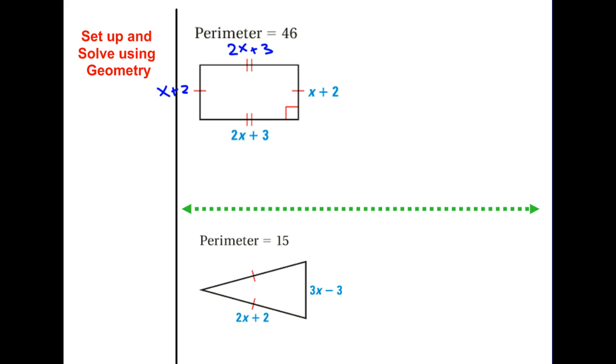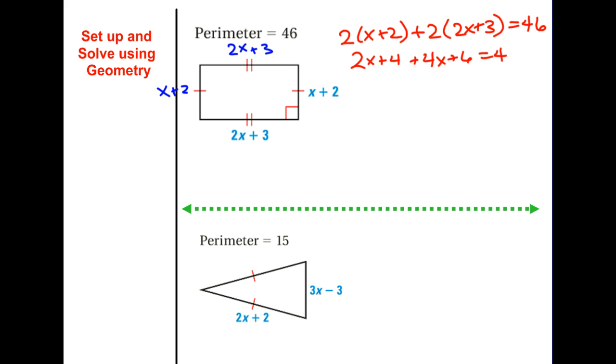So we could go through and we could simply add 2x plus 3 plus x plus 2 plus 2x plus 3 plus x plus 2. We know the perimeter is 46, and we could put those together. But I'm not going to do that because I know that I have 2 of the 2x plus 3's. I know I have 2 of the x plus 2's. So I'm going to do 2 times x plus 2 plus 2 times 2x plus 3. And that together is going to equal perimeter, which is 46 because we add up all the sides. So that's going to make it 2x plus 4 plus 4x plus 6 equals 46.